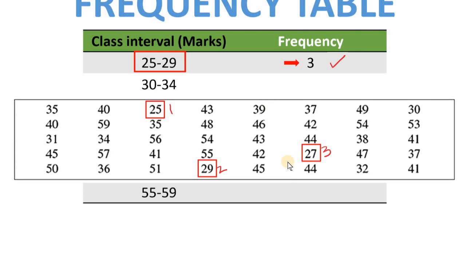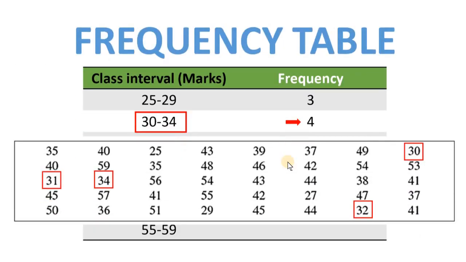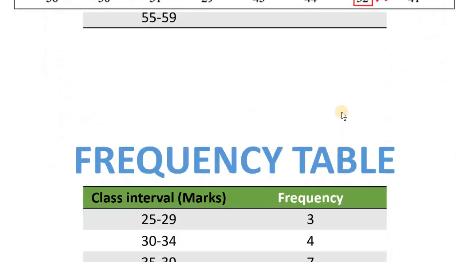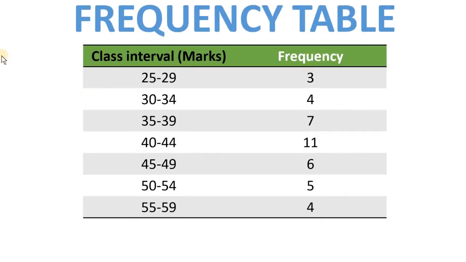Okay, let's look at another example. Now I need to find how many numbers are between 30 and 34. So I count. 31, yes, 1. 34, 2. 32, also yes, 3. 30, also yes, 4. So the frequency is 4. Then we continue to count until we complete the frequencies. This is the way we make a frequency table using group data.